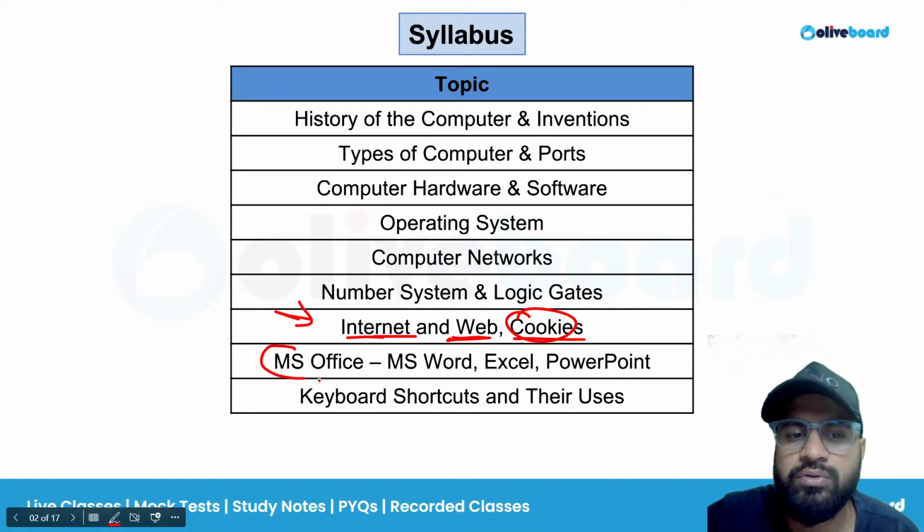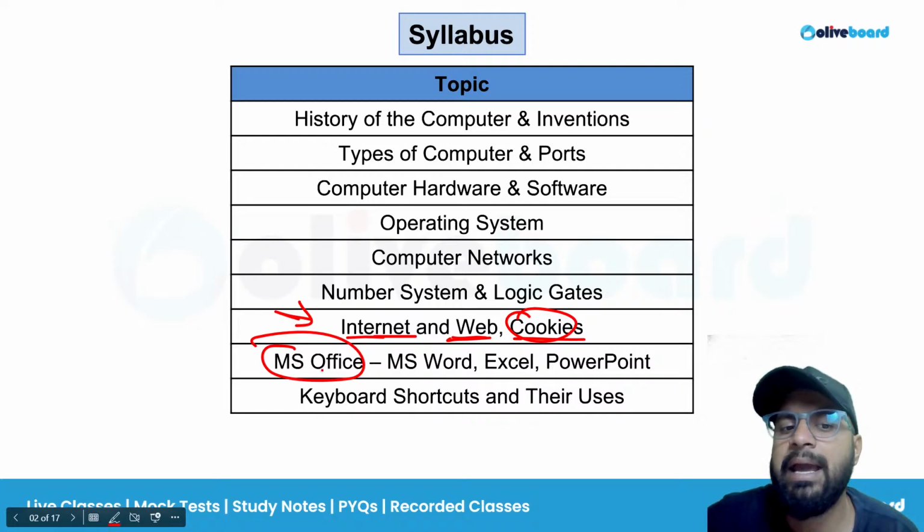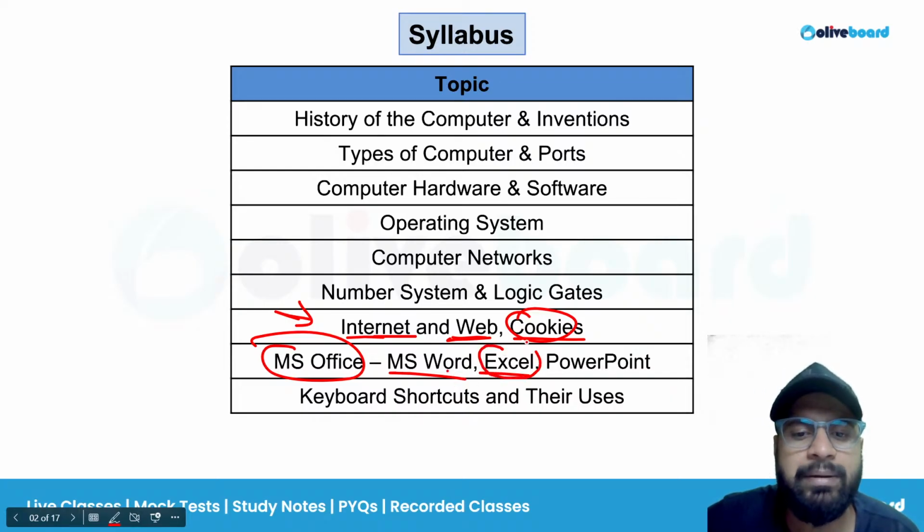And then we will go through the most important topic, MS Office. In MS Office we will have MS Word, with the shortcut keys that we use in MS Word. Then MS Excel, with the formulas in MS Excel.